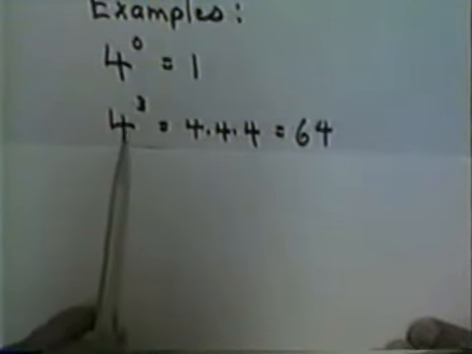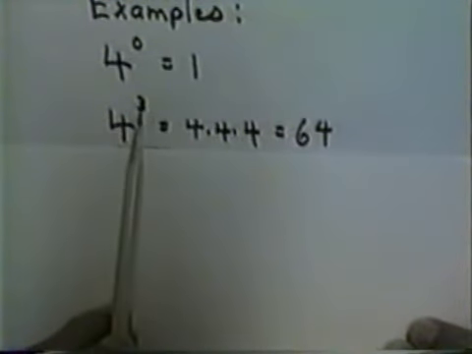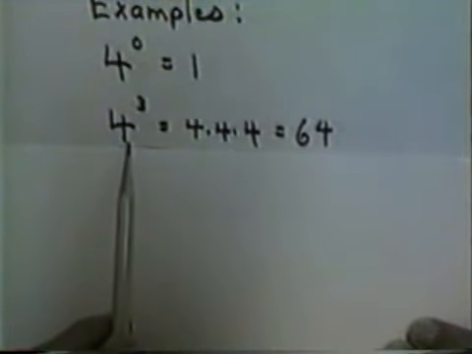Let's look at 4 cubed. Well, 4 cubed has a positive exponent. If you have a positive integral exponent, then the positive integer simply tells you the number of times that you use the base as a factor. So the positive integer 3 tells me to use the base 4 as a factor 3 times. So it would be 4 times 4 times 4, which is 64.